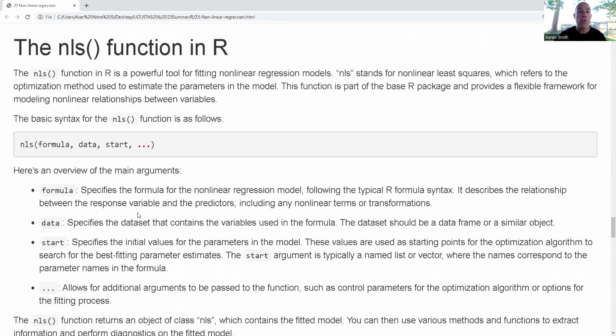Now, the nls function is in base R, the workhorse of nonlinear regression. The parameters that we have to enter into the function, the fundamental ones, are the formula, the data, and our initial guess at the values.